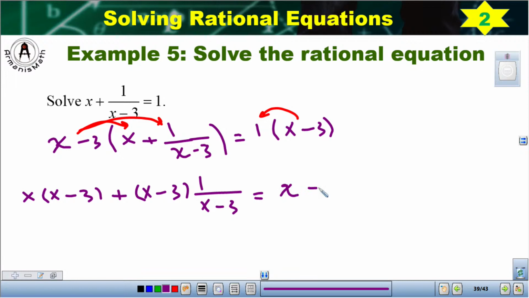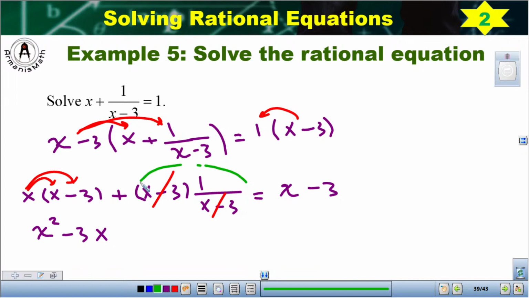Okay, here comes the fun one. You do the hard work here, then you're going to just get some rest after that. x times x, well, it turns out I have to distribute this as well, right? So x times x is x squared minus 3x. And I wanted to point out this guy here, how much would be left here? When it's all done here, you end up with 1. Don't forget, there's a 1 here. So plus 1 equals x minus 3.